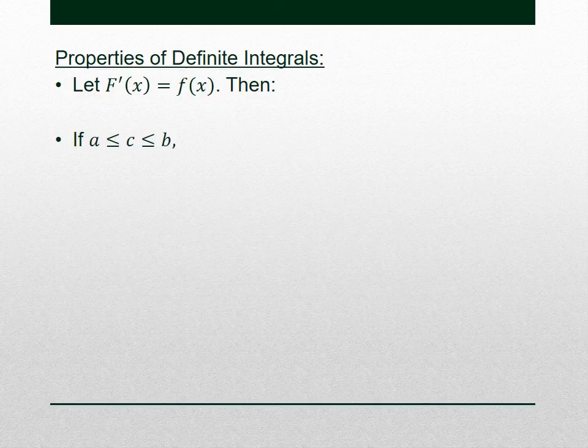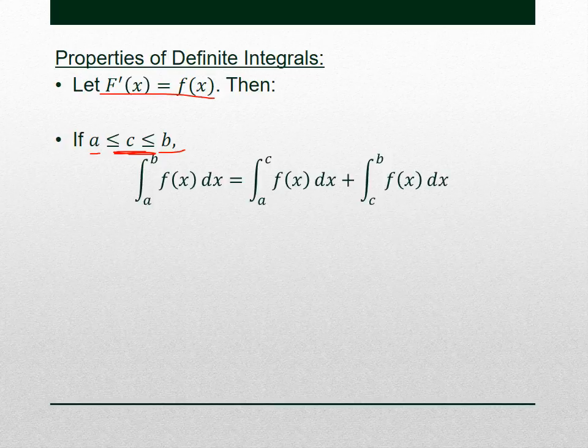Now let's take the same setup as before with f, and I'm going to say we're going to take an a and a b, and let c be some number in between a and b. Then the definite integral from a to b is the integral from a to c, where you stop at c, and then you add where you start at c and go to b. Right? So you're starting at a, and instead of going from a all the way to b, we're going to go from a to c, and then from c to b.